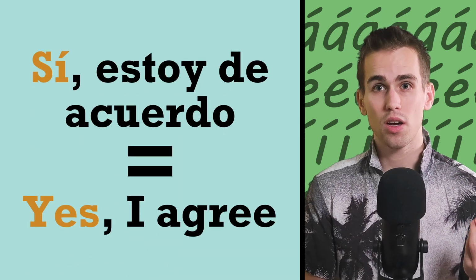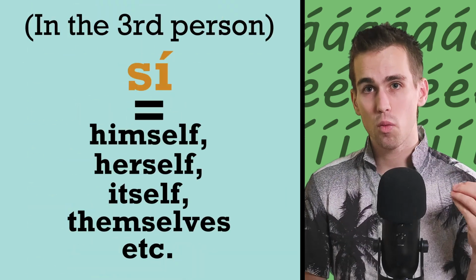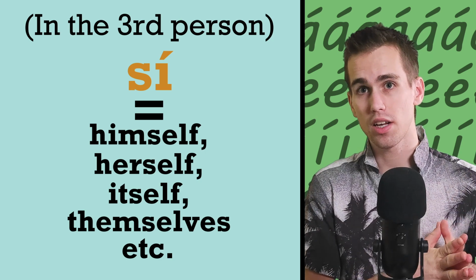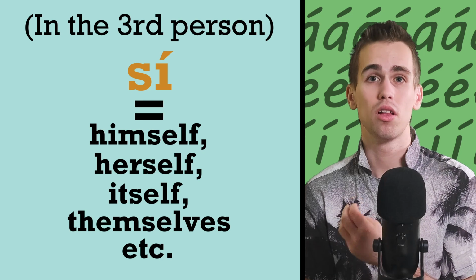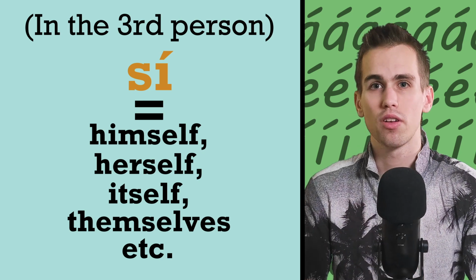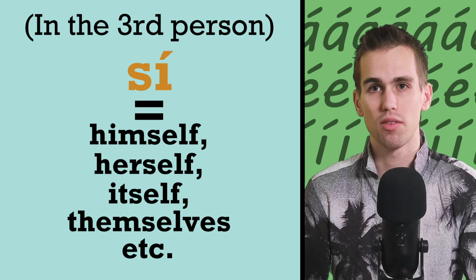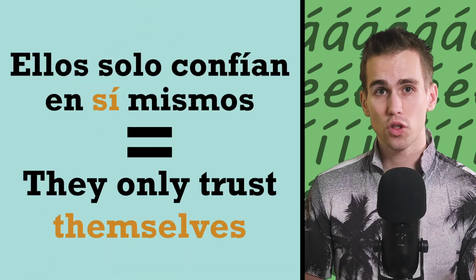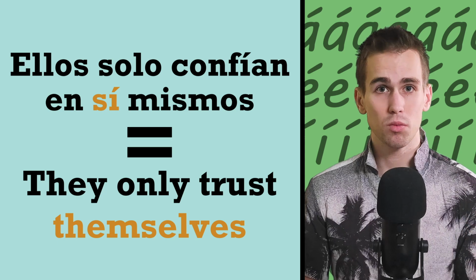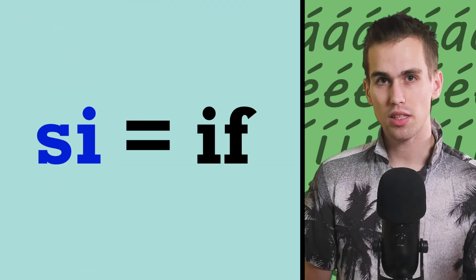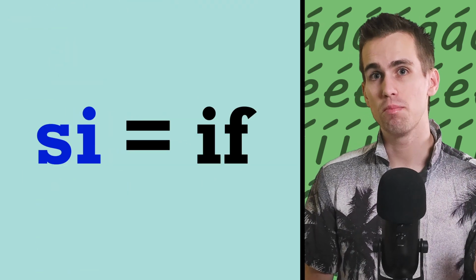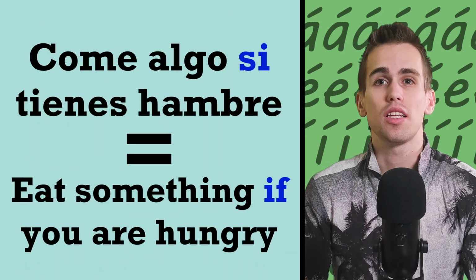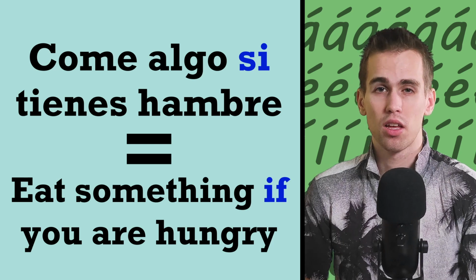Sí with an accent mark means yes. Sí, estoy de acuerdo. Sí with an accent mark can also be used in both the third person singular and the third person plural to mean himself, herself, itself, themselves, etc. Ellos solo confían en sí mismos. Si without an accent mark means if. Come algo si tienes hambre.